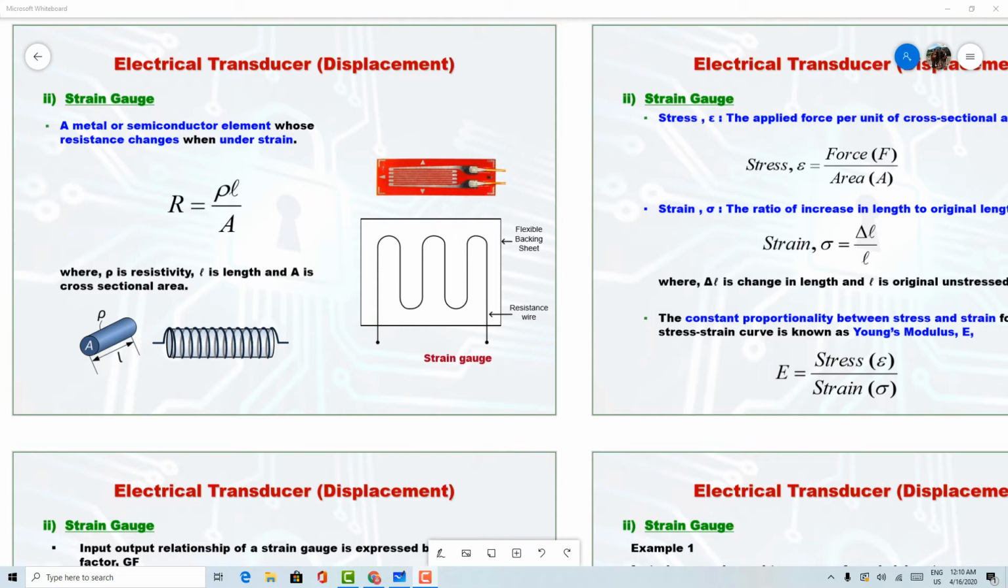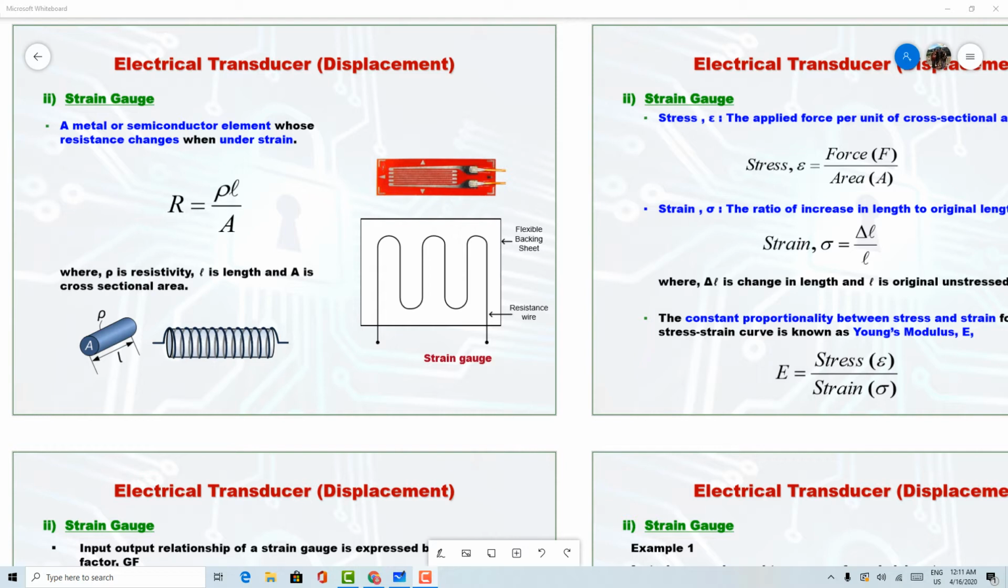Now we want to discuss the strain gauge. Have you heard about the strain gauge before? What is the strain gauge actually? A strain gauge is a metal or semiconductor element whose resistance changes when under strain.